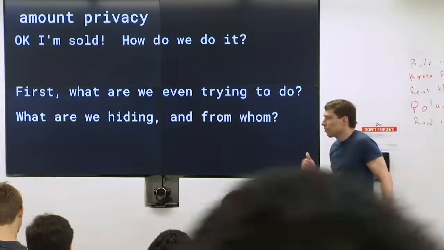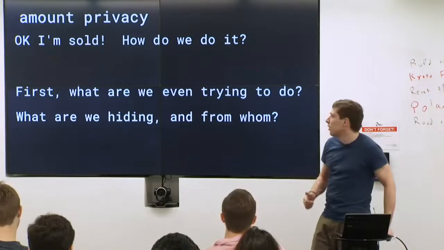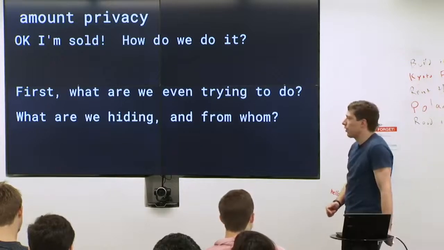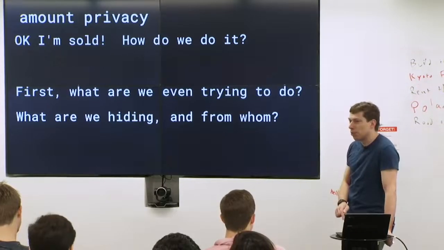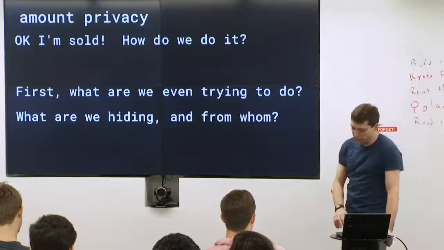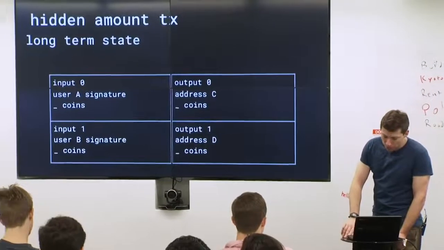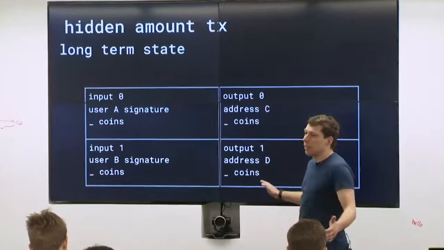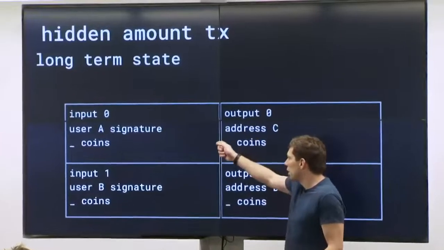Okay, so we're sold. How do we do it? First we need to define what exactly we are trying to do, right? What are we hiding from whom? Who knows what when, kind of thing. So the long-term state of the system: no one can see any of the amounts.